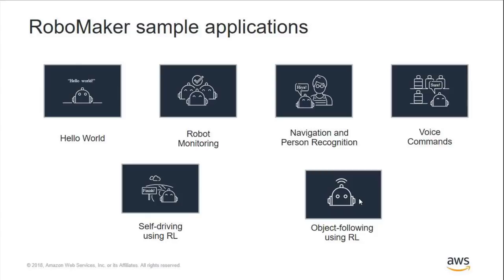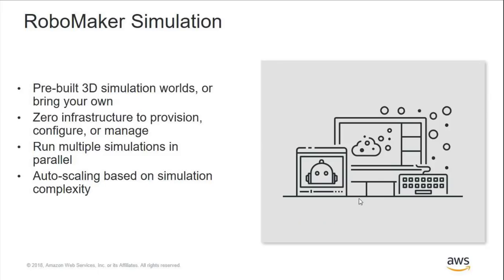We also have an object following application where there are 2 robots operating in the environment. The first robot will just navigate autonomously in the environment, and the second one will try to look for the first robot and then follow that robot, again using reinforcement learning, and the model is trained in Amazon SageMaker. Okay, so that's cloud extensions for ROS, and we also provide these sample applications.